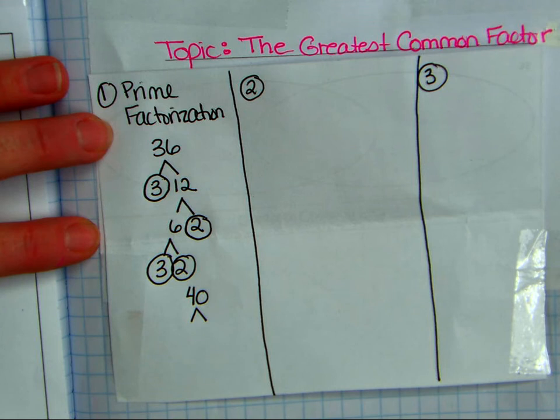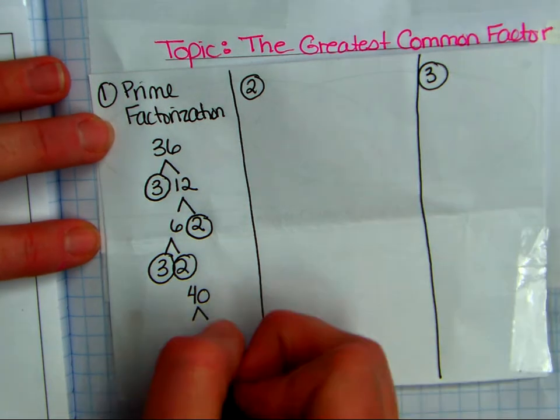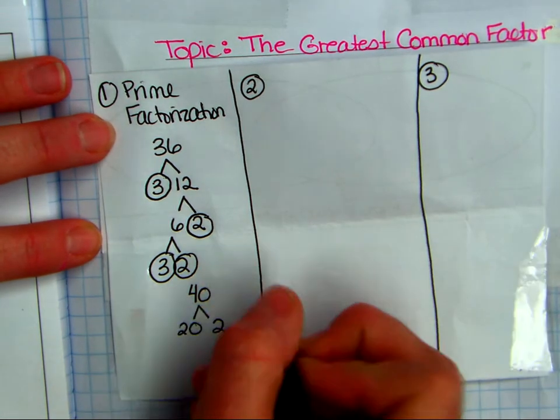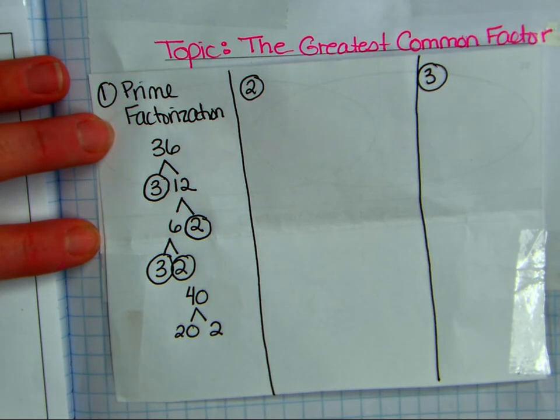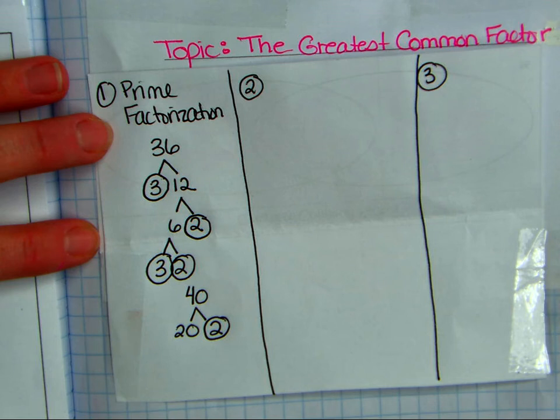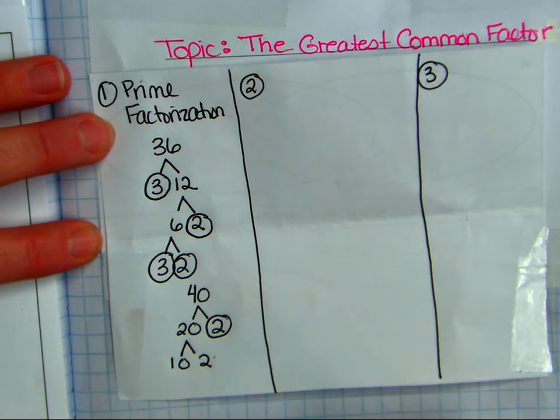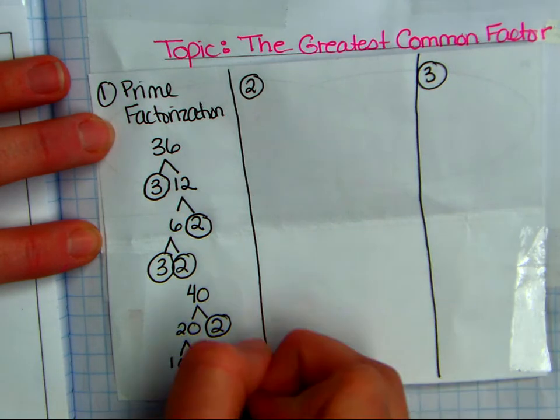What are two numbers that we can factor, or two factors that when we multiply them together equal 40? Kaylani? 20 times 2. Very good. Are either of those prime, Kaylani? Yes. Which one? 2. Very good. Okay, what about 20? Can I find two factors that we can use for 20? Nick? 10 and 2. Perfect. Are any of those prime? Yeah, 2. All right.